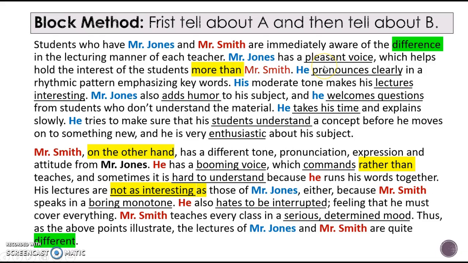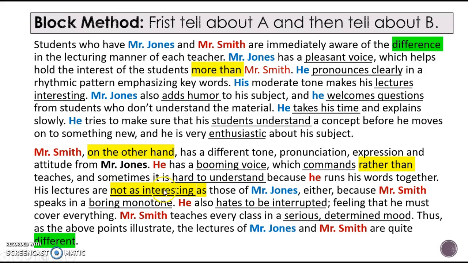And we first of all focus on Mr. Jones. He has a pleasant voice, which helps us hold the interest of the students more than Mr. Smith. He pronounces clearly in a rhythmic pattern, emphasizing key words. So we know that all of these are more than Mr. Smith. Now we have to talk about Mr. Smith, because Mr. Smith isn't, he's different.